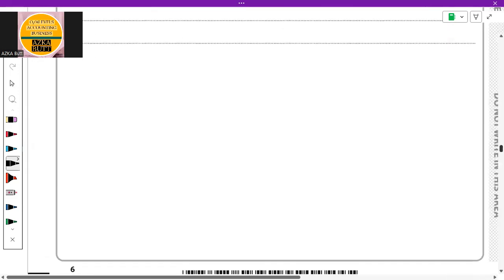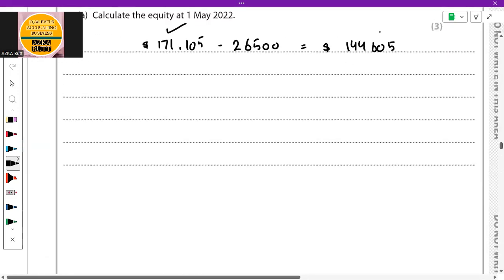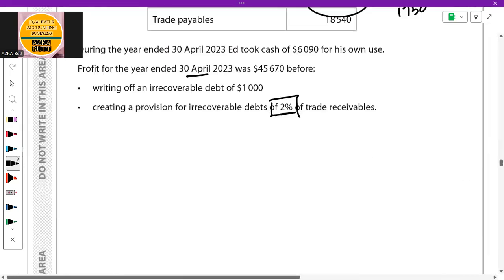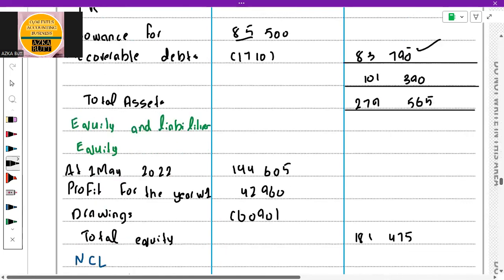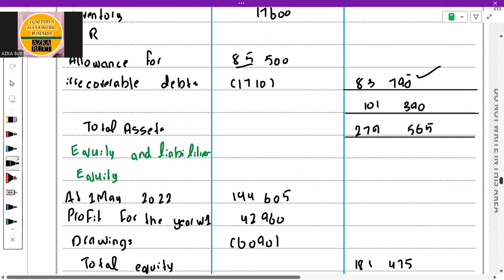Okay, we already found it. So this was the equity, 144,605. So we have to write it here in the form of equity. We also have to write its profit, and its drawings also.